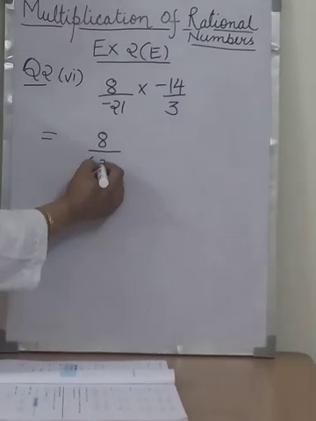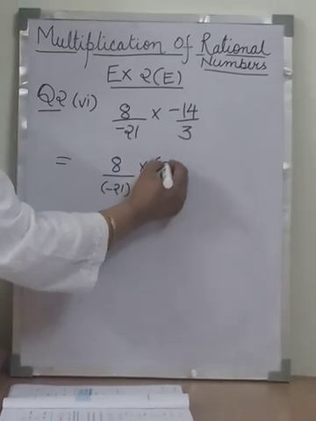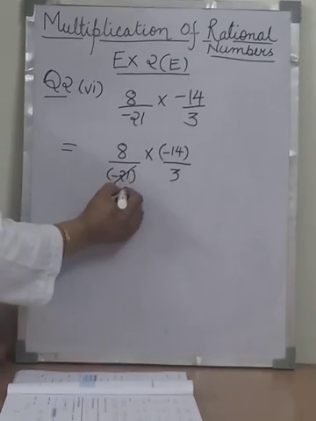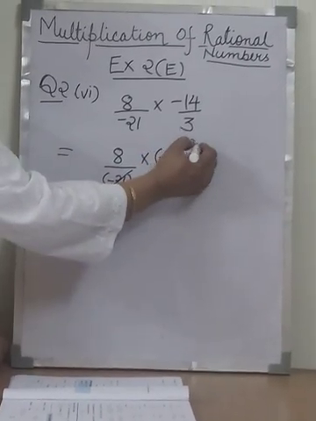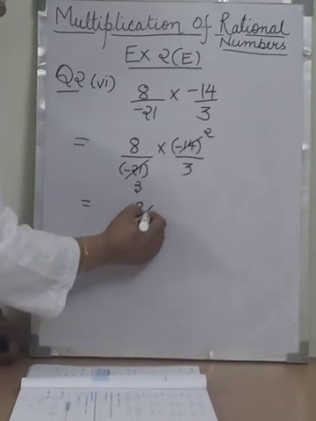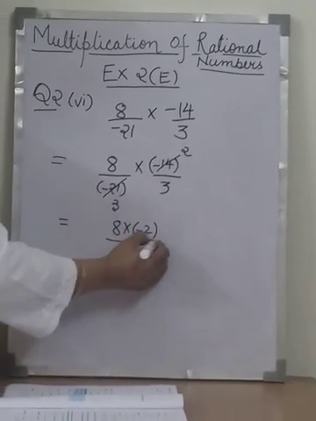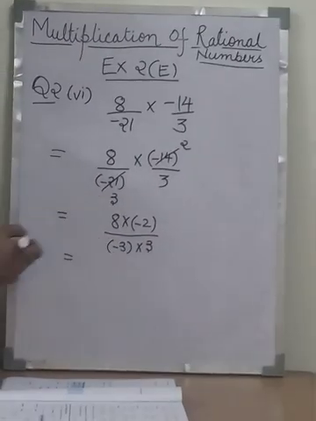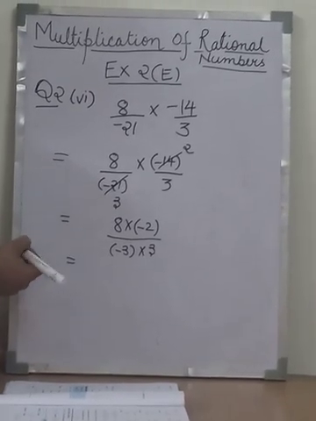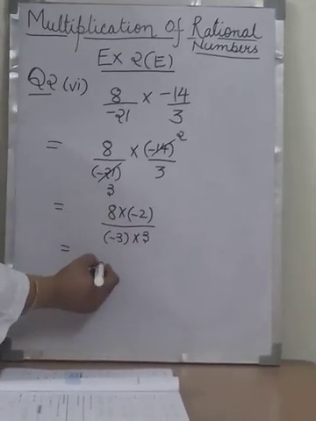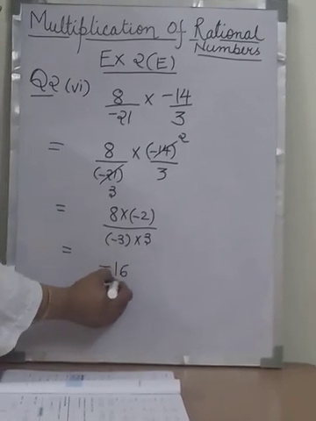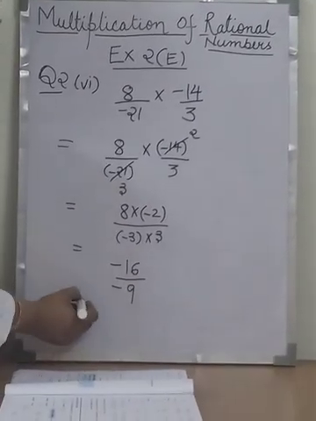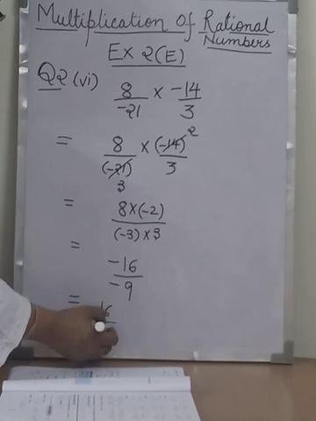So I write, now we cancel out with 7. 7 3s are 21. 7 2s are 14. What we got? 8 into -2 and -3 into 3. Can we cancel it out more? No, it is already in the simplest form. Now what is the answer? Minus 16, 8 2s are 16, 3 3s are 9, so -9. The negative signs get cancelled.